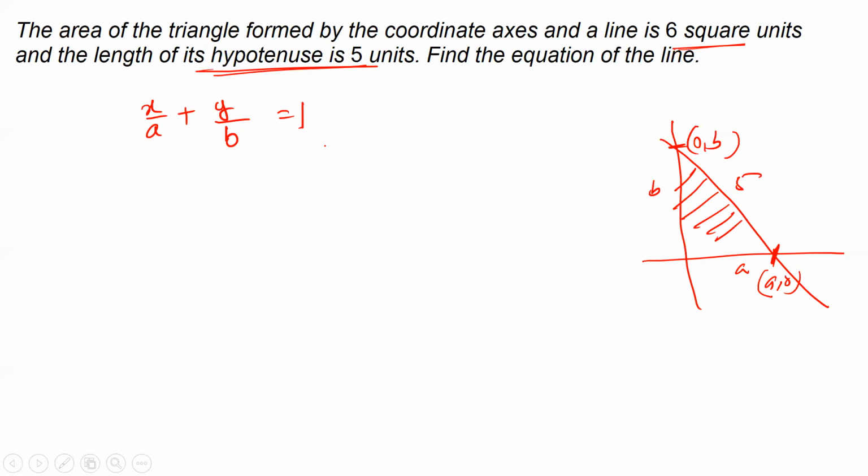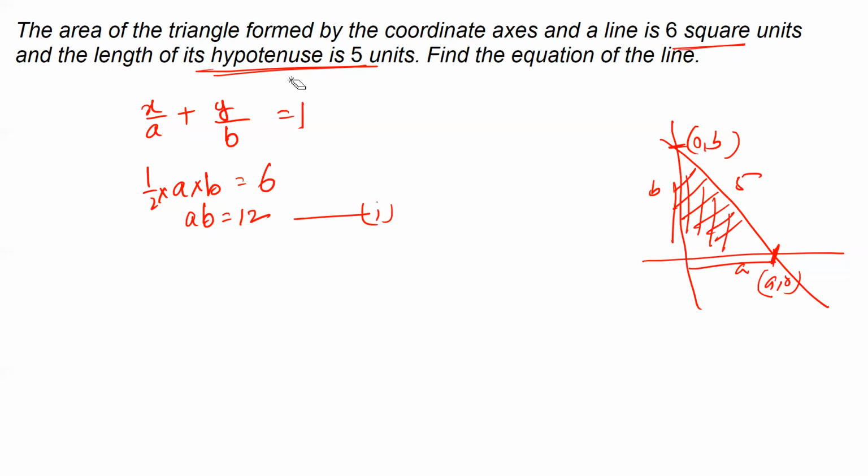But how to find out a and b? Of course, we have conditions. First condition is the area of the triangle. The area of the triangle is 6, and we know that the area is half into base into height. So we get half into base into height. This is given to be 6. So we get ab is equal to 12 units. So this is the first equation that we get in terms of a and b.